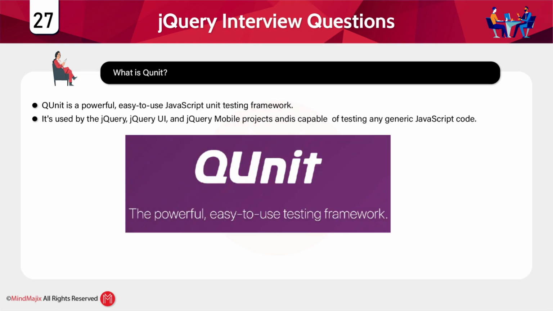So what is QUnit? QUnit is one of the testing tools for JS. QUnit is a powerful, easy to use JavaScript unit testing framework. It's used by jQuery, jQuery UI, and jQuery Mobile projects and is capable of testing any generic JavaScript code. But during your development life cycle, whatever you have written needs to be checked, needs to be QA'd, or needs to be tested. So this is done with the help of QUnit.